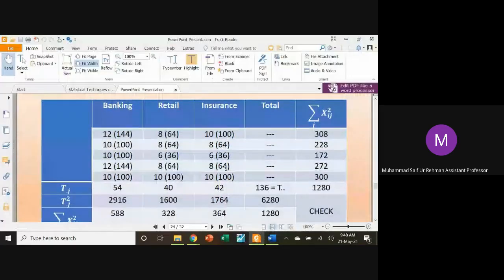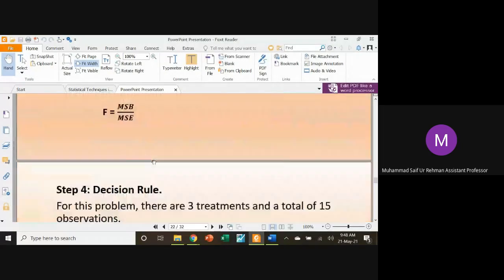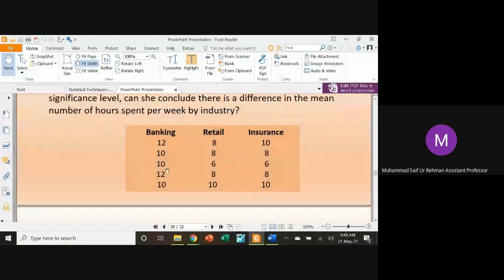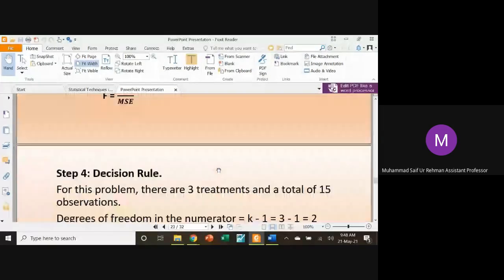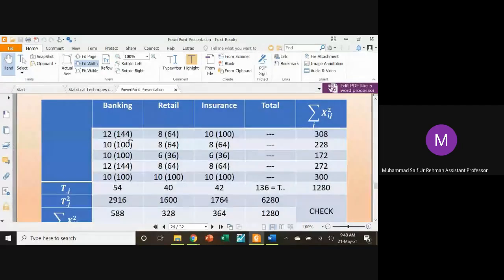Okay, so let me explain this. In this case, I have simply written the values over here: 12, 10, 10, 12, 10. These are the values that are there in the given table in the question. Then what is there in the braces? The squares of these values. When you take the square of 12, the answer is this. Similarly, for all other values, I have taken the squares and written them in the braces. So you will do it this way. Then there is a column for total. You will leave it blank.